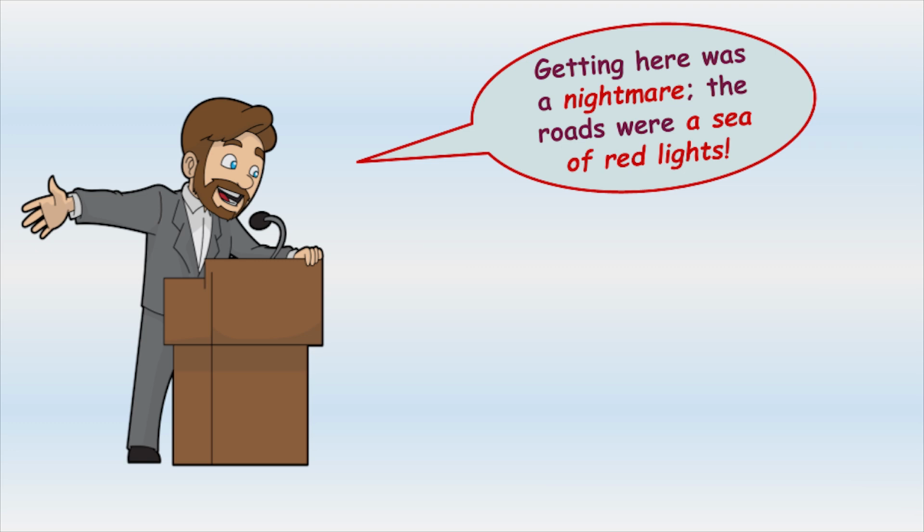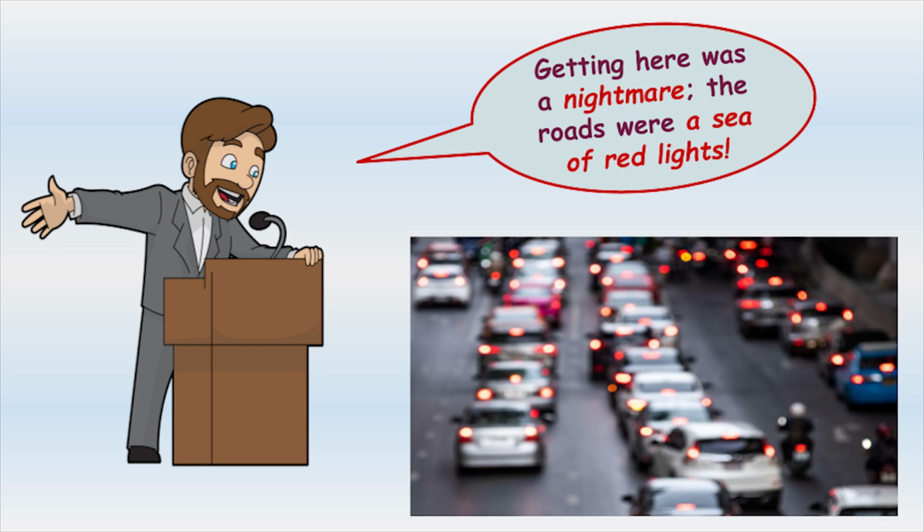Getting here was a nightmare. The roads were a sea of red lights. In this statement, the speaker is using a figure of speech to create a picture of a very busy street where the traffic is almost at a standstill. A sea of red lights portrays the image of the brake lights of scores of vehicles on a busy street.